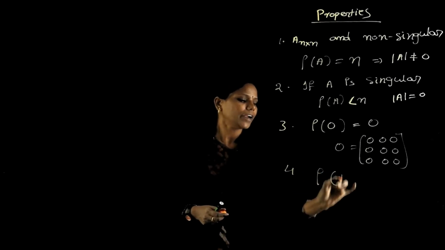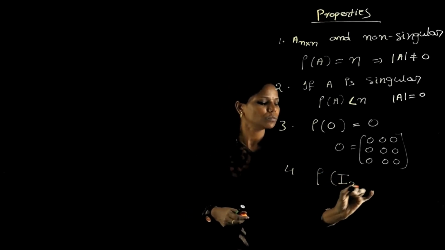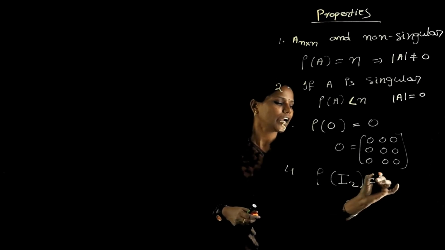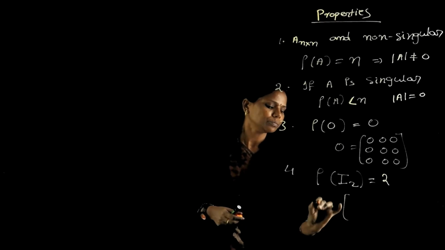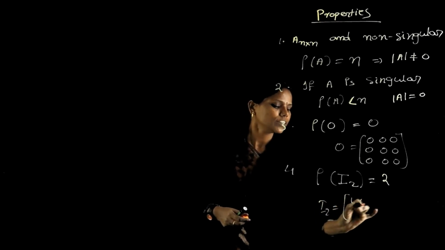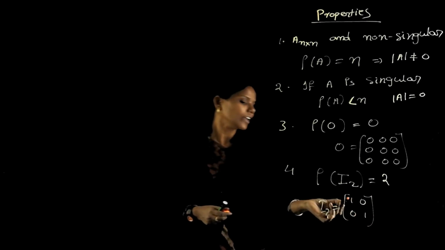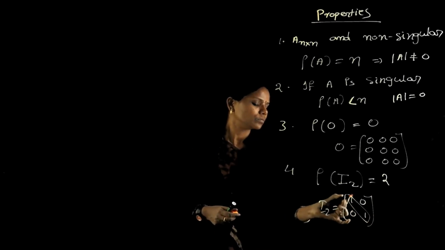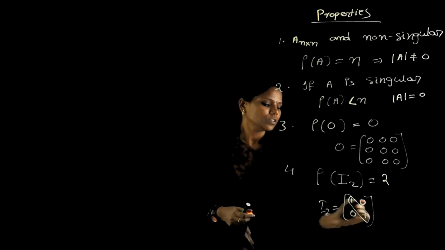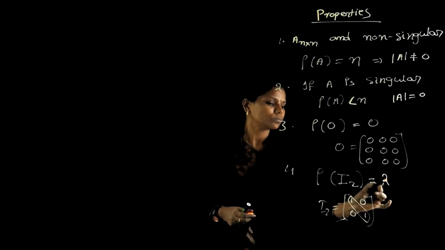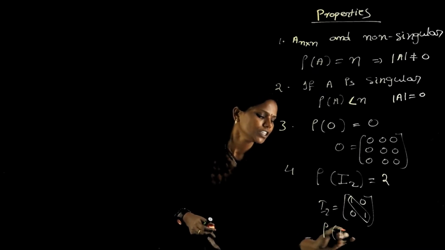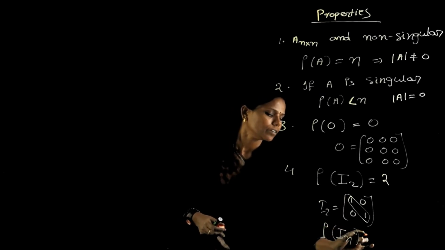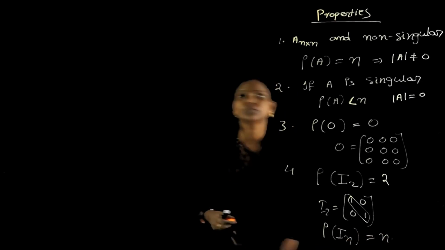Rank of identity matrix of 2. What happens here? Identity matrix of 2 is 2. Why? What is I2? 1, 0, 0, 1. It is by default in the echelon form. Looks like upper triangle. So, number of non-zeros 1, 2. Rank of I2 is 2. For the generalization, rank of In equals to n.